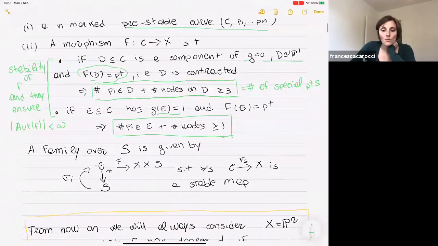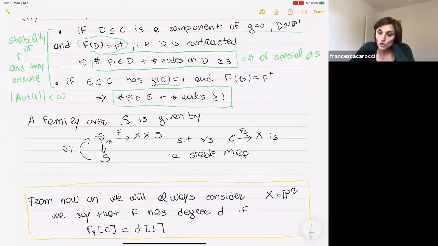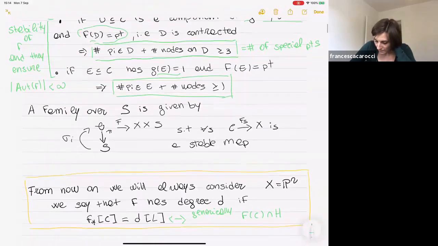Actually, from now on, we only consider as a target the projective space. And we will say that our map has degree d if, when we look at the pushforward induced in homology from the curve to the projective space, the image of the class of the curve is d times the class of a line. Or if you want, another way to think of it is that generically, when we look at the image of our curve inside the projective space and we intersect with a hyperplane H in P^r, this is d points.